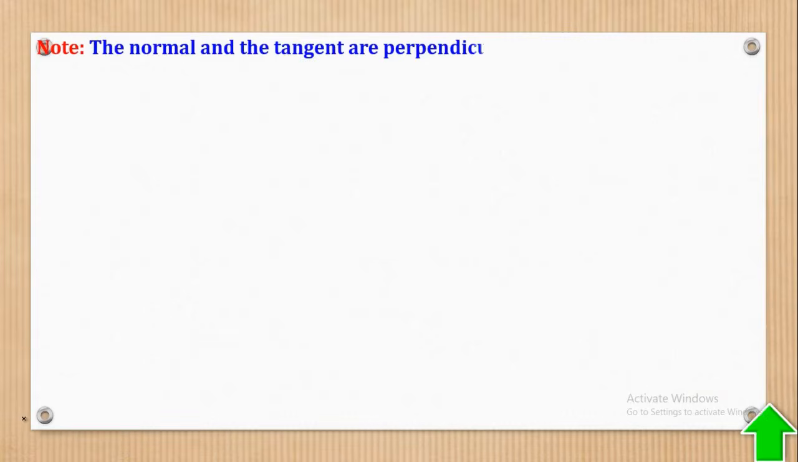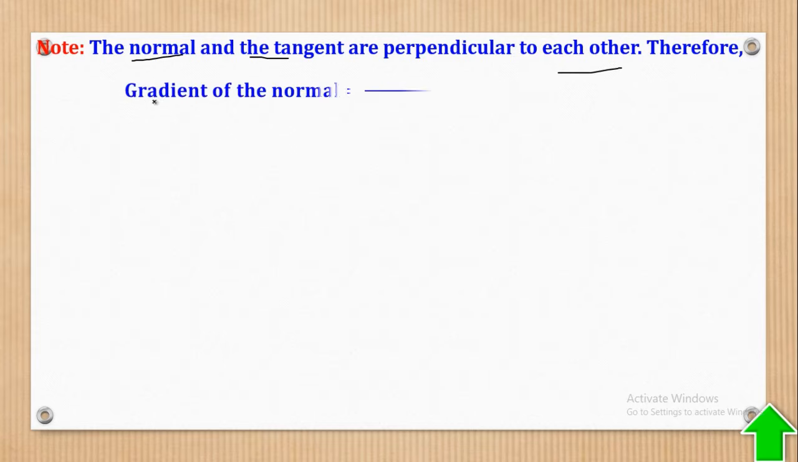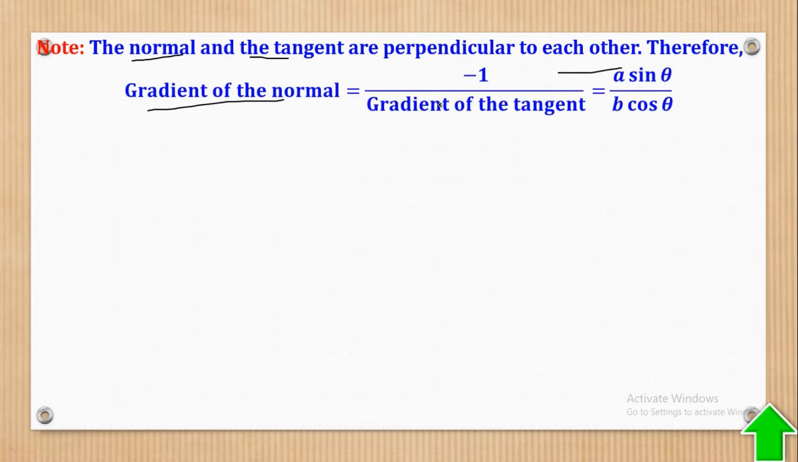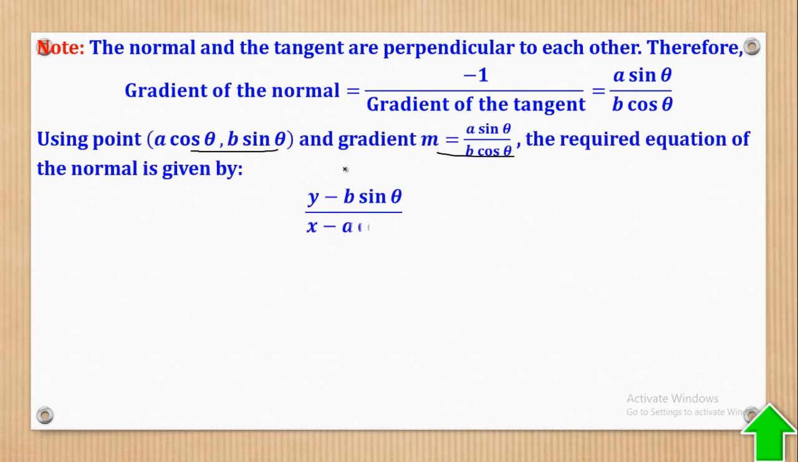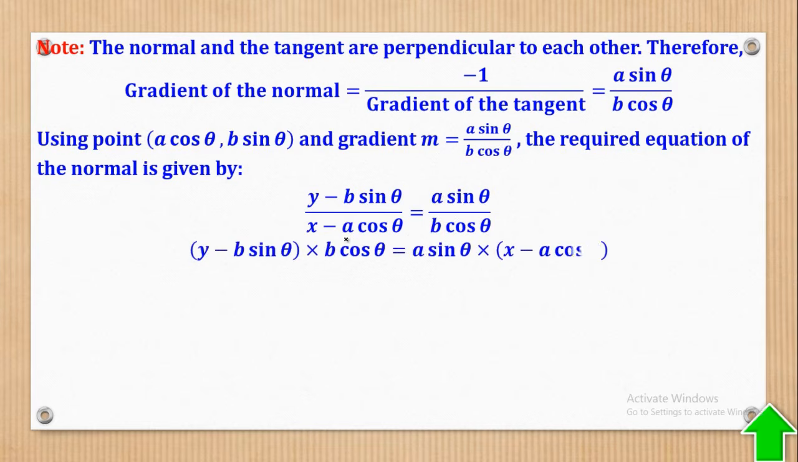What about the equation of the normal? So what we need to remember is that the normal and the tangent are perpendicular to each other. That means that the gradient of the normal is the negative reciprocal of the gradient of the tangent, so it will be given by this. Now using this point and the gradient, I can get the equation of the normal. Using this formula, gradient using the variable point (x, y) and this general point, then here this is the gradient I've already got. Cross multiply, I'll come up with that, open brackets, I'll come up with that.